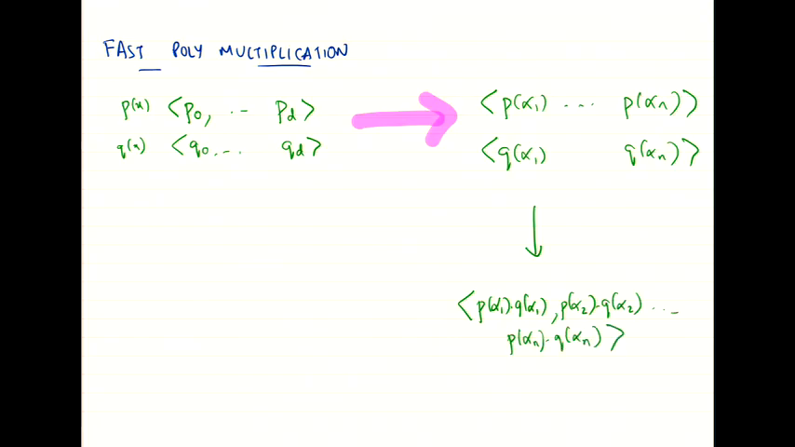And then what you do is you convert back to obtain the coefficients of P times Q. So your goal was to multiply two polynomials, and this is a plan for how to do it, right? You convert it into the representation where multiplication is easy, do the multiplication and convert it back, okay? And you know that this operation is basically linear time.